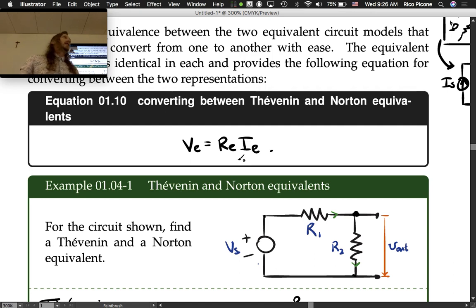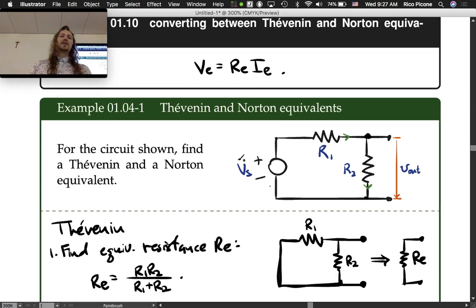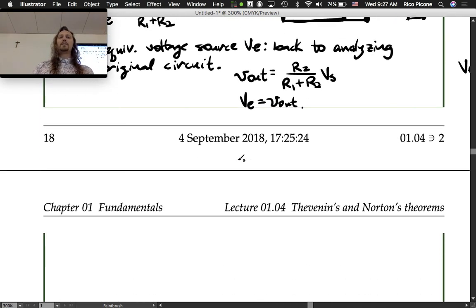But let's actually find it from scratch, because I think it's good to go through and do them both in their entirety. Depending on how I ask the test problem, you could potentially answer what's the Norton equivalent by finding the Thevenin equivalent and then converting it. But I might ask it in steps, and then you'd have to go through the steps to find the Norton. So let's do the Norton equivalent directly. It's very similar, very analogous, but it's worth understanding how to do both, okay?